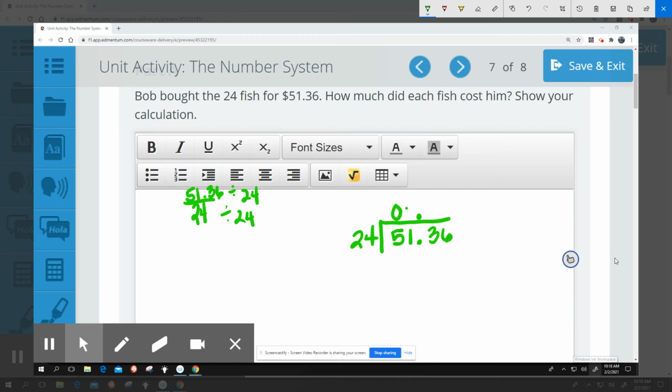Okay, so it won't go into 5. It goes into 51 2 times. I multiply from up here. You guys don't have to do that. You can multiply over on the side you want. I just think it's easier to multiply from the quotient.